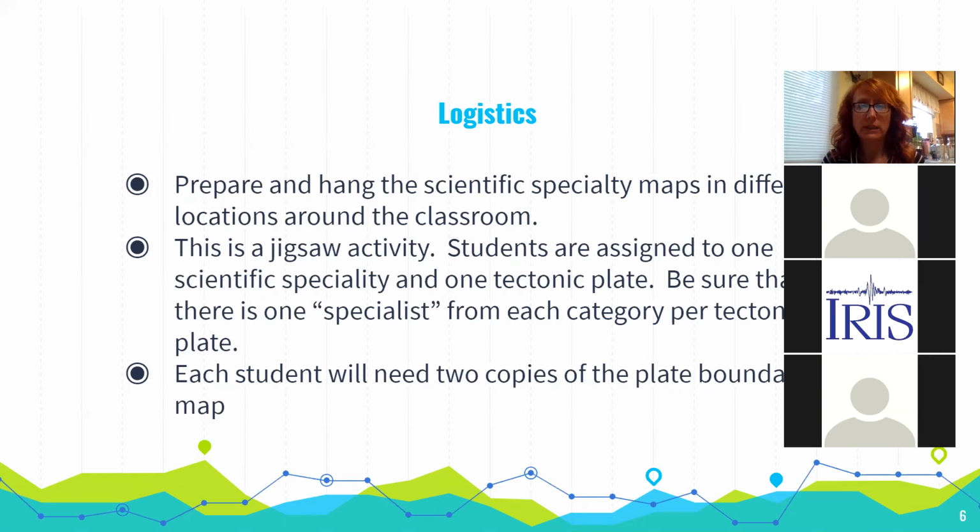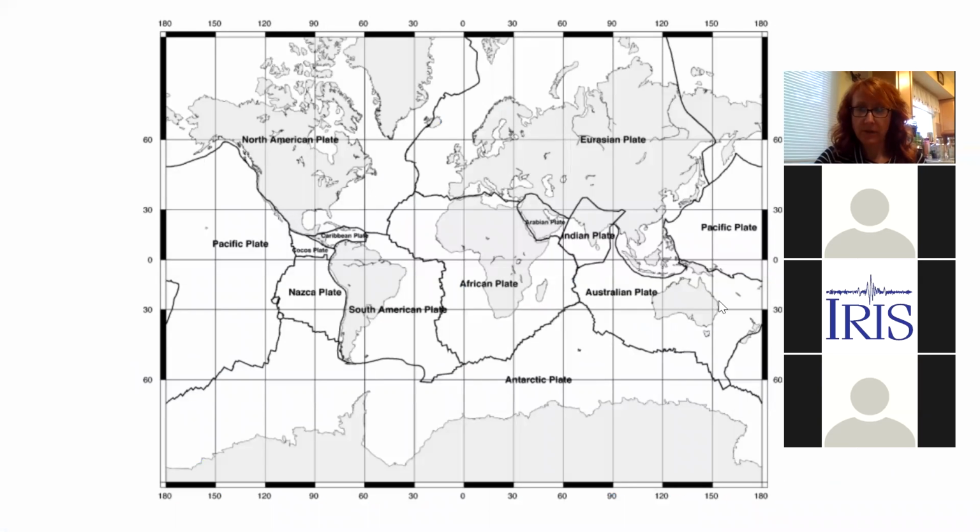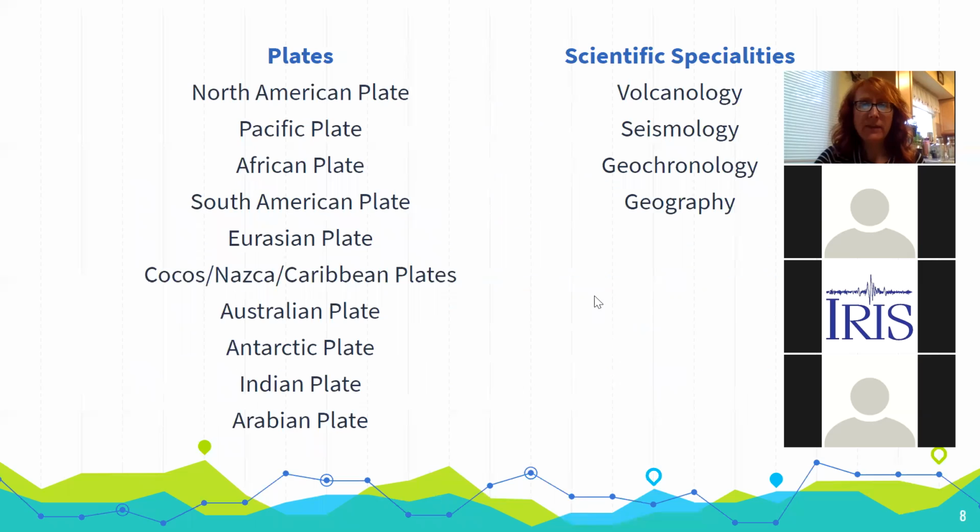And then each student will need 2 copies of a plate boundary map. So this is the plate boundary map that is used in the activity. And then these are the plates that are identified that students would be assigned to, and the scientific specialties. So one way of thinking about jigsawing this out is that if you had a class of 24 students, don't we all wish that's all we had? You would have 6 plates, and then each of those plates would have one of the 4 specialties assigned to it. So the student might have as their grouping that they're assigned to North American plate and volcanology, or North American plate and seismology, etc.